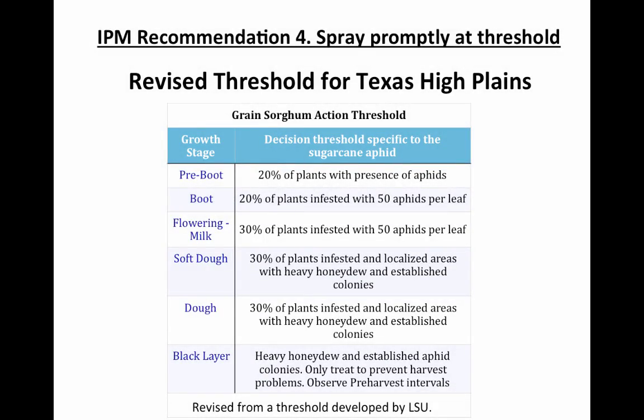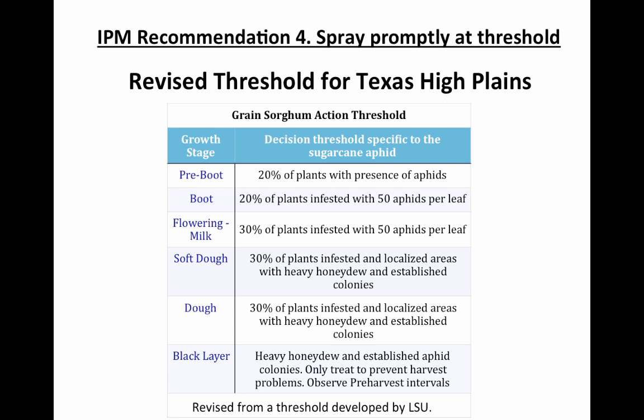As we talk about management for the sugarcane aphid, one of the things that is important is knowing when to make insecticide applications. And so having a threshold to use to be able to make decisions on when to make treatments is very important. When we started out in 2015, the sugarcane aphids kind of overwhelmed everybody, and applications were being made too late, and so they weren't getting good control because the infestation was already at really high levels.